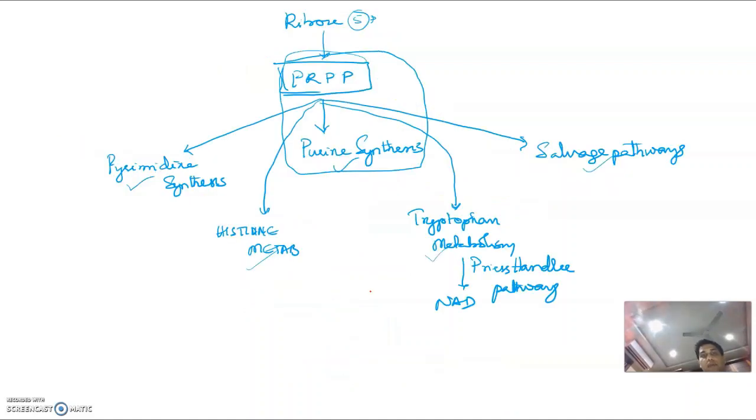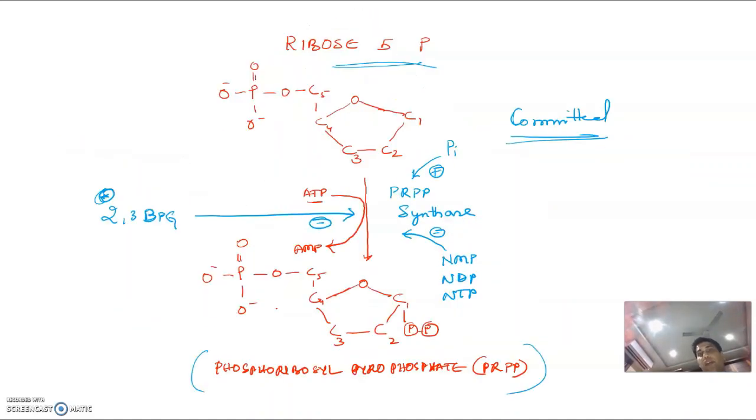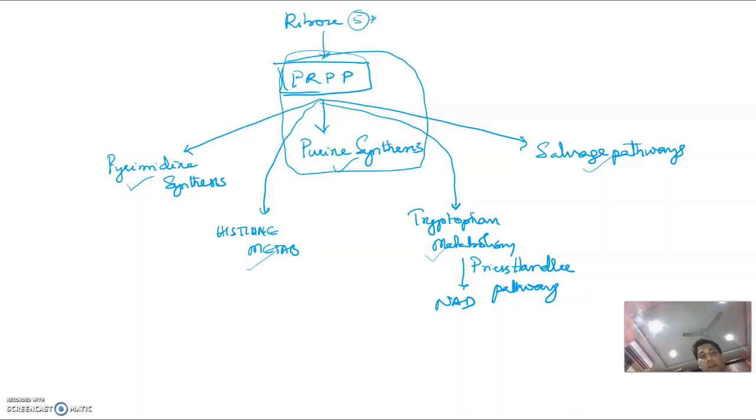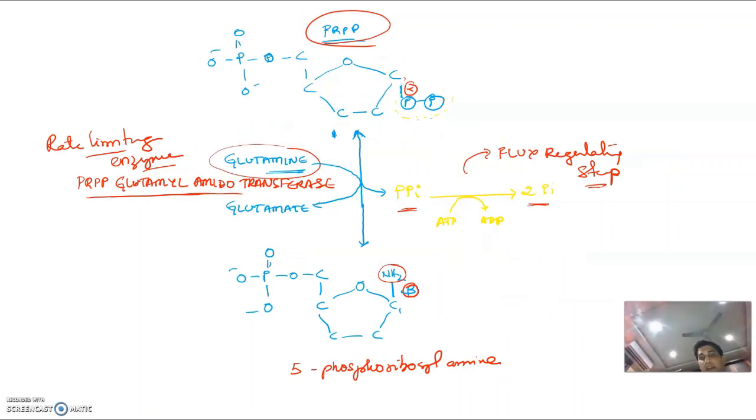So let us go back once more. Ribose 5-phosphate is the substrate. In the presence of PRPP synthase, it forms phosphoribosyl pyrophosphate. 2,3-BPG and nucleotides are inhibitors of this, and Pi is the activator. This PRPP goes into pyrimidine synthesis, purine synthesis, histidine, tryptophan and salvage pathways, and it gets converted to 5-phosphoribosylamine with the rate limiting step PRPP glutamyl amidotransferase.